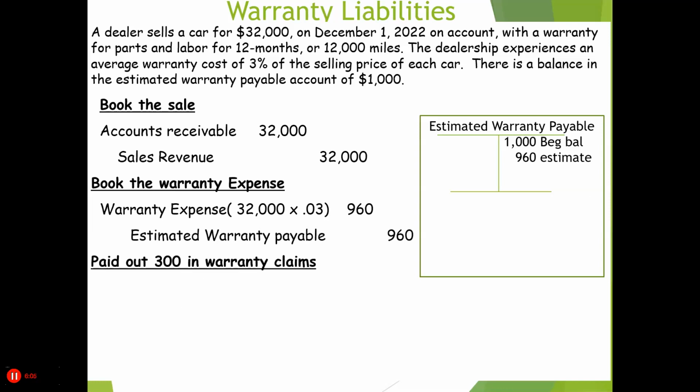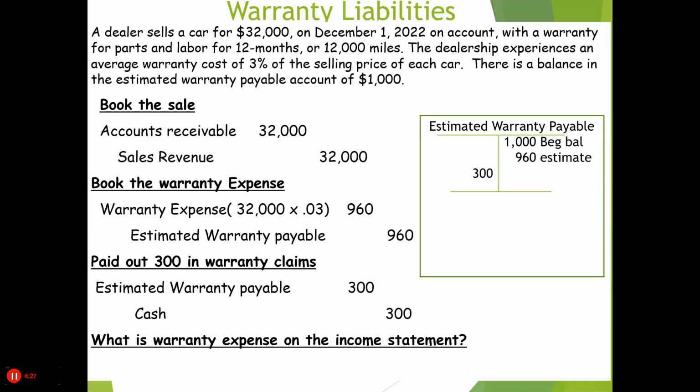Now, what if in the following year we paid out $300 in warranty claims? It would go against the estimated warranty payable and cash, assuming that we gave them cash. Could be salaries payable, it could be parts, it could be anything, but we're going to make it simple and call it cash.